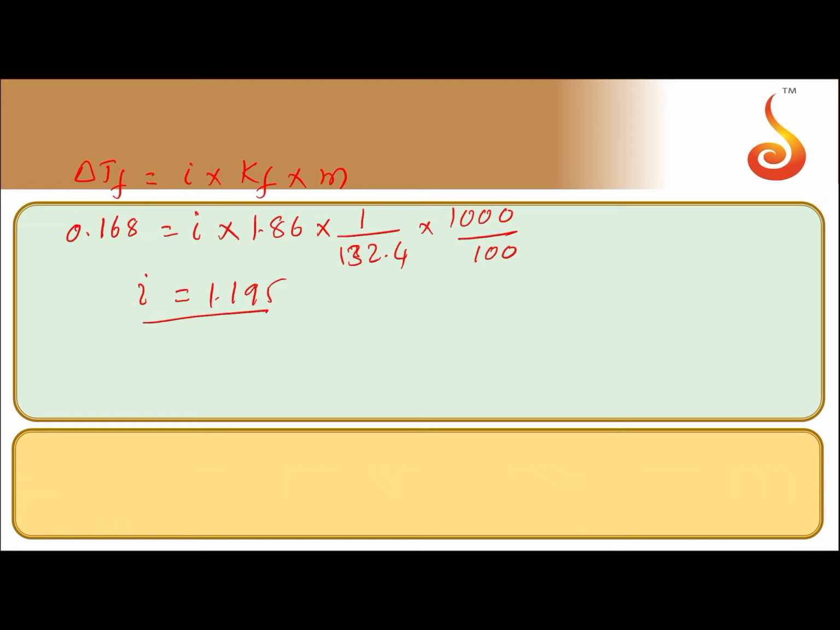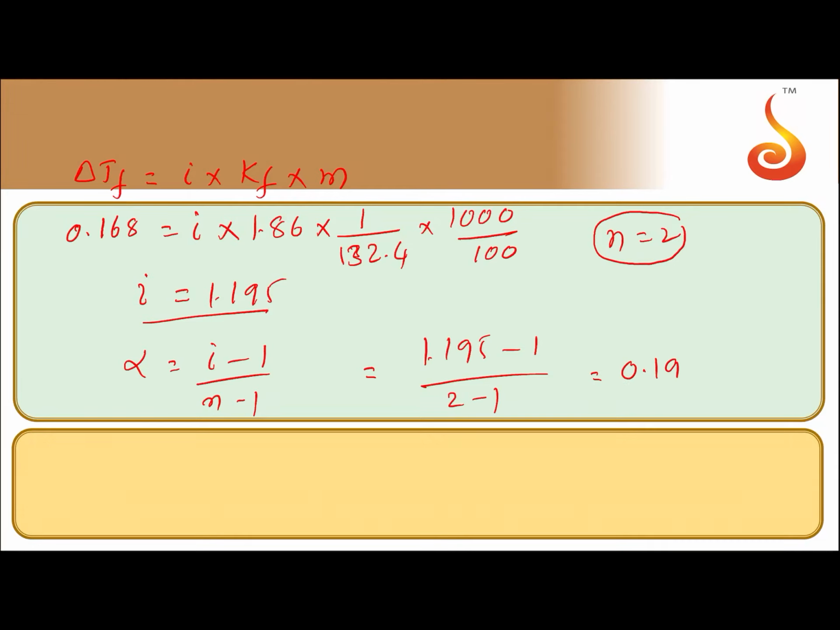So once you know the i value, we can find out the value of alpha. Now alpha is equal to i minus 1 by n minus 1. So which is equal to 1.195 minus 1 by 2 minus 1. Why have we taken the value of n as 2? n is equal to 2 because it is a monobasic acid. So we have two ions altogether. So this value comes to 0.195. We can take it as nearly 0.2. So the alpha value is equal to 0.2, means 20% dissociates.